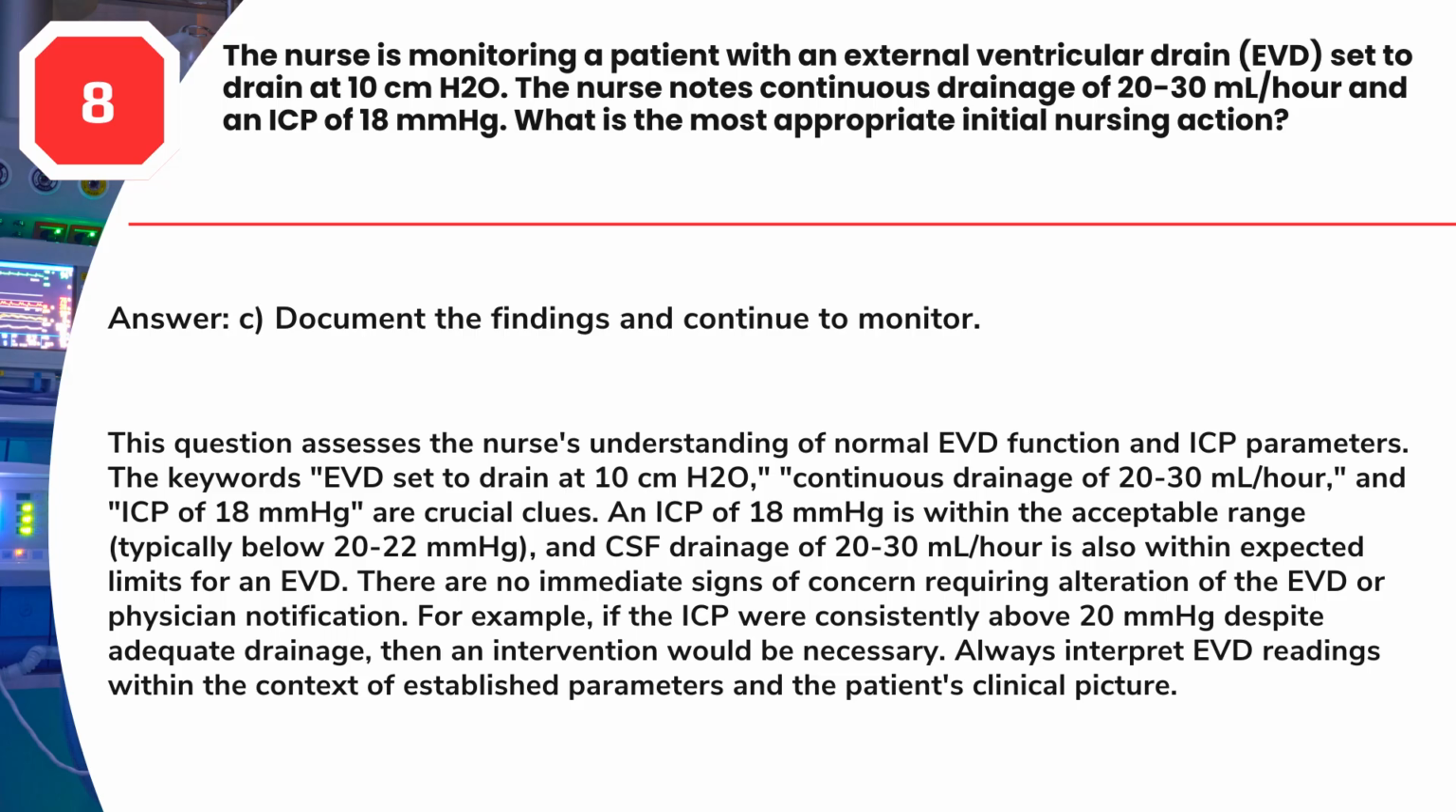An ICP of 18 mmHg is within the acceptable range, typically below 20 to 22 mmHg, and CSF drainage of 20 to 30 ml/hour is also within expected limits for an EVD. There are no immediate signs of concern requiring alteration of the EVD or physician notification. For example, if the ICP were consistently above 20 mmHg despite adequate drainage, then an intervention would be necessary. Always interpret EVD readings within the context of established parameters and the patient's clinical picture.